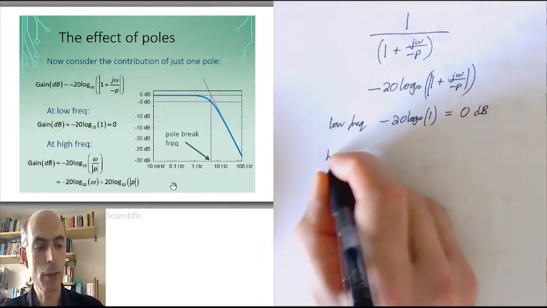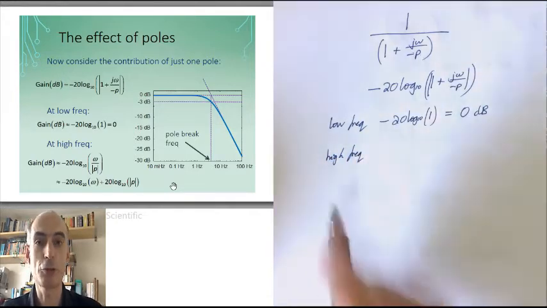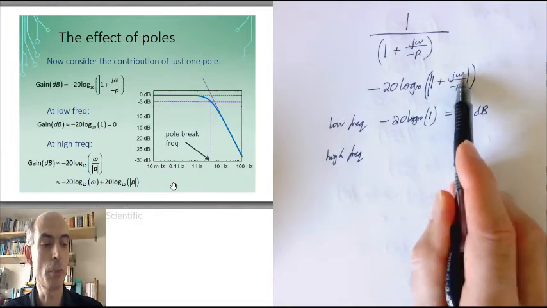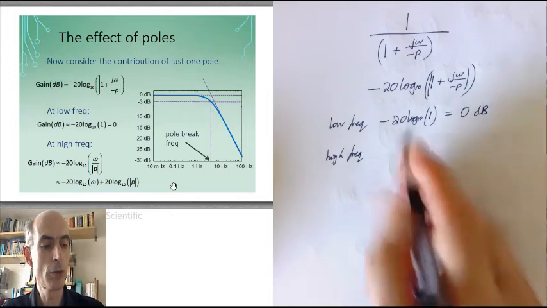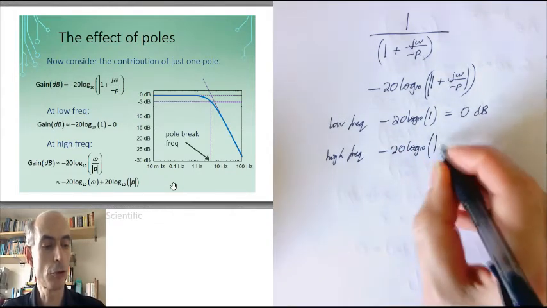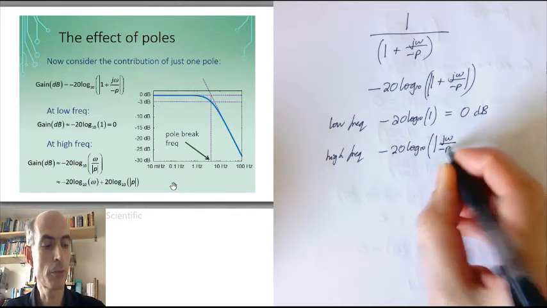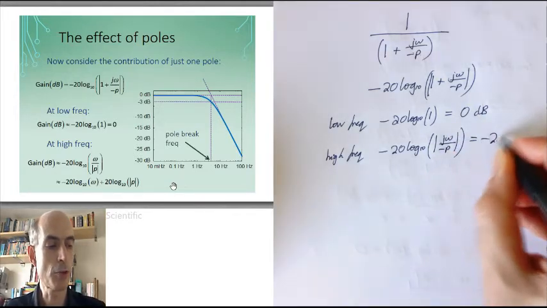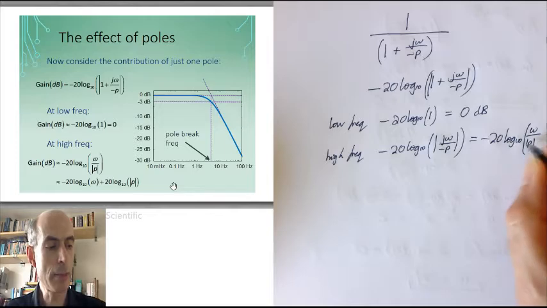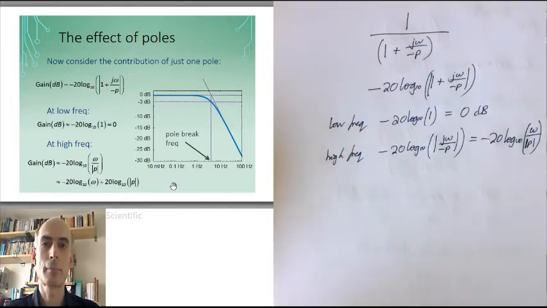On the other hand, at high frequencies, where we make the opposite assumption, and we can neglect the 1 because it is so much smaller than the j omega over minus p term, we'd end up with minus 20 log 10 of the modulus of j omega over minus p, and that's minus 20 log 10 of omega over the modulus of p. Again, I have to keep writing the modulus of p because the p's are usually negative.